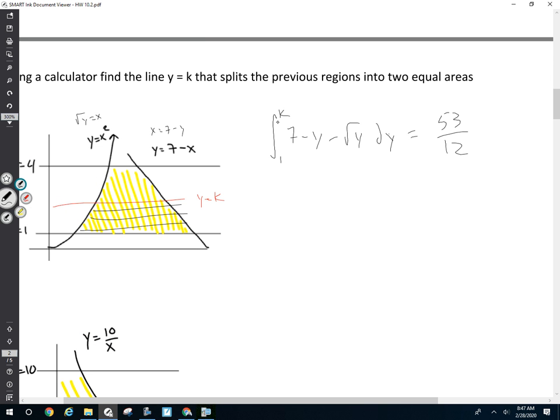Okay, but now we have to find k. Now to do this, we need to get rid of the integral by taking the antiderivative. So I take the antiderivative.